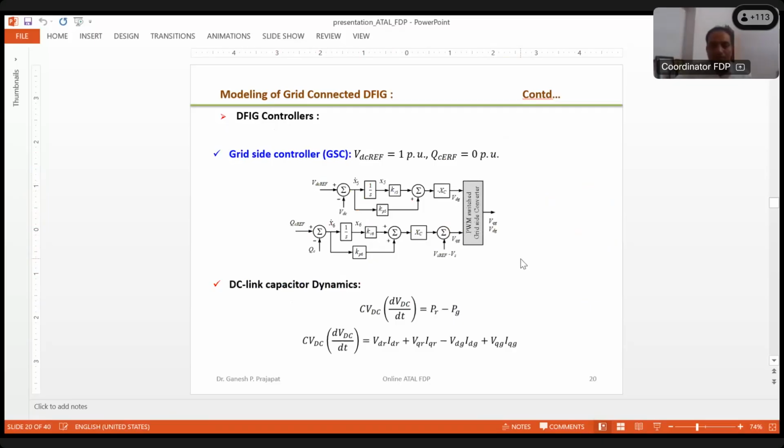These are responsible for the control of the DC link voltage as well as the rotor reactive power. Here are the DC power dynamics, the DC link capacitor equations, which are nothing but the difference of the grid power and the rotor power. The difference of these two powers is the power associated with the capacitor only. That's why this equation comes out.